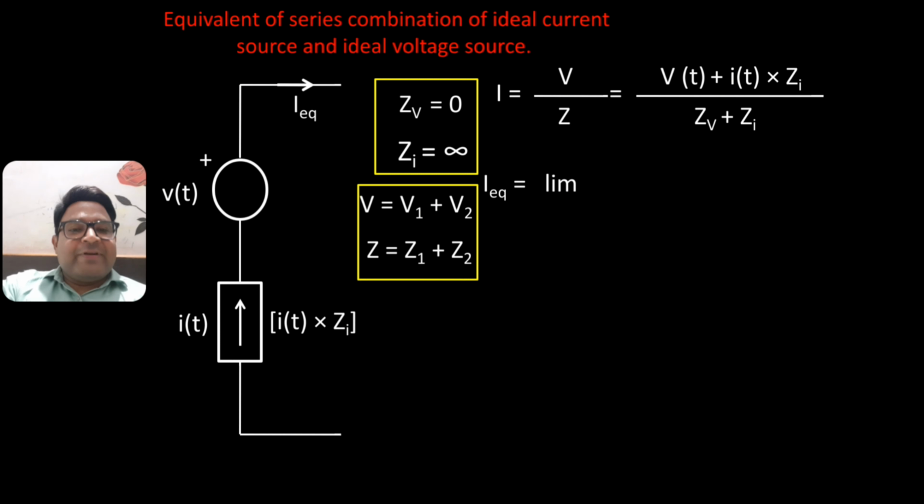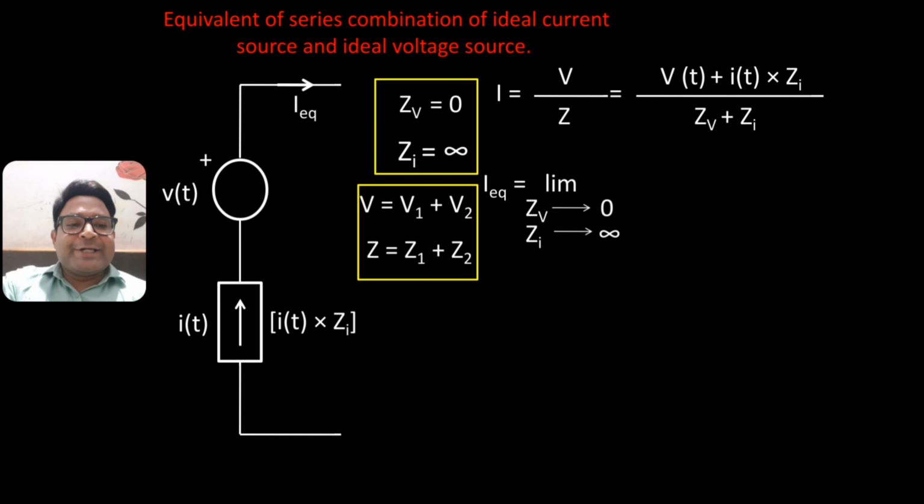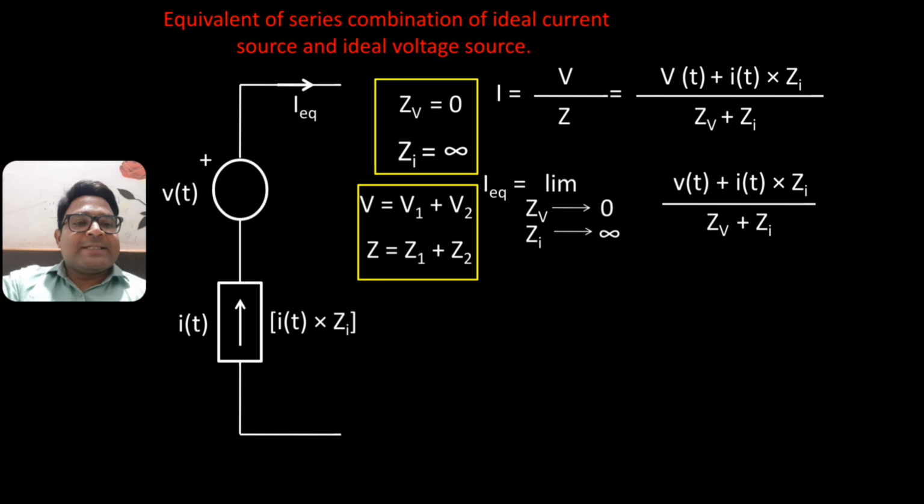Now we will put the limit. So IQ is equal to the limit, where ZV tends to 0 and Zi tends to infinity, of V of t plus I of t into Zi upon ZV plus Zi. Instead of writing Zi, we can write infinity, and instead of writing ZV, we can put 0.